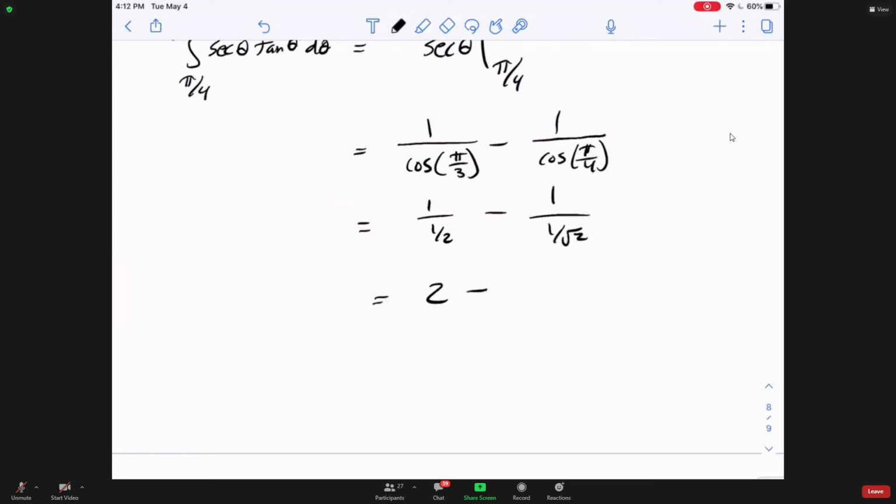So this becomes 2. 1 divided by 1 over root 2 is 1 times root 2 over 1, so root 2. How many of you got 2 minus root 2?